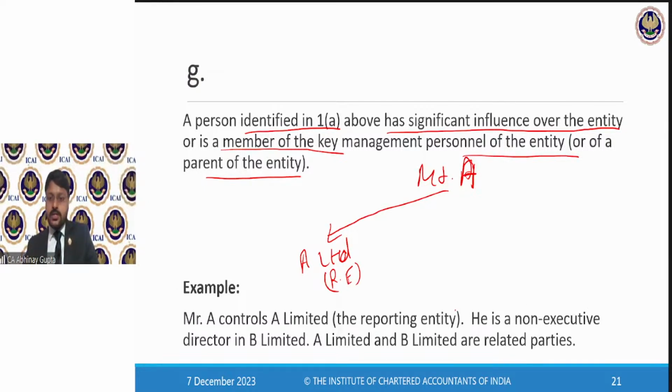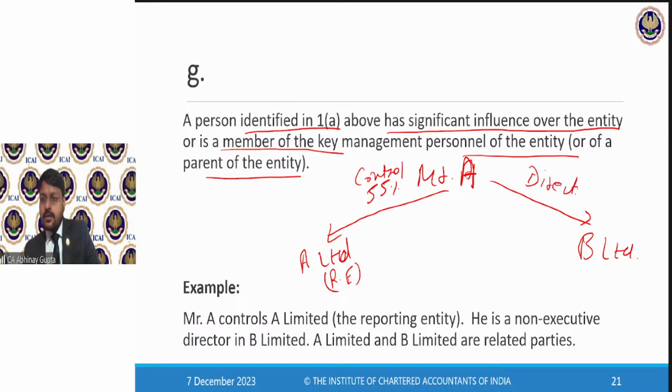Now, Mr. A is a non-executive director in B Limited. So here is B Limited, and here he holds a 55% stake. So control exists. And here he is a director only, because he's a KMP of B Limited. Now, question is for A Limited, is Mr. A a related party, yes or no?